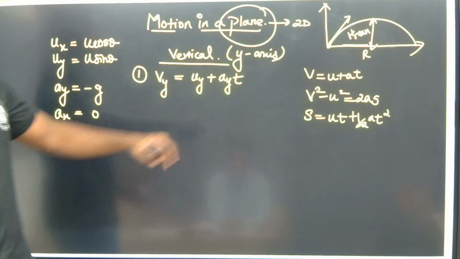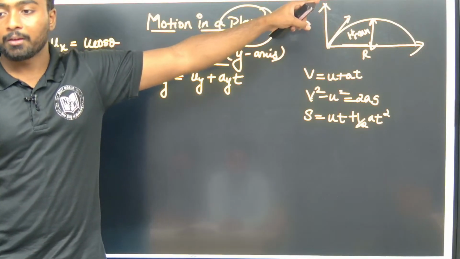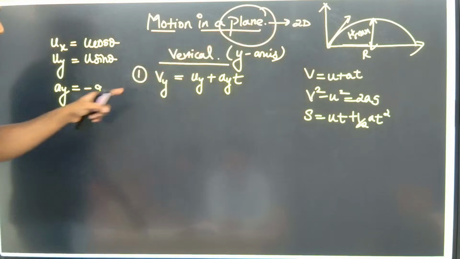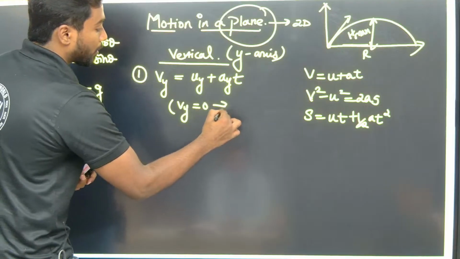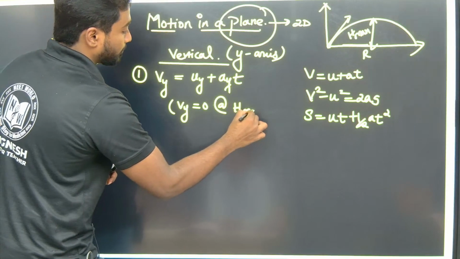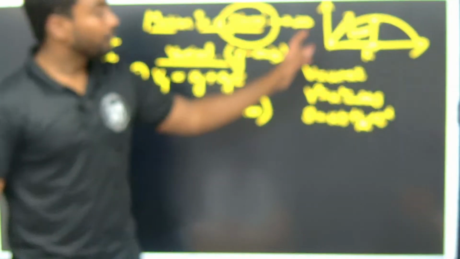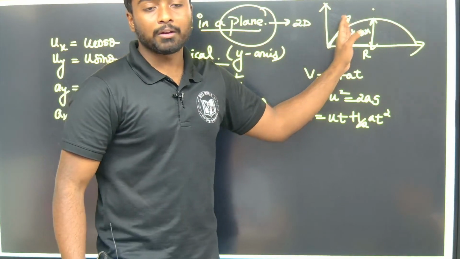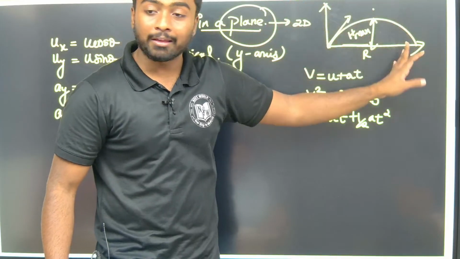Okay, now to reach the maximum height, what will happen to the velocity? It becomes 0. Yes, no, it becomes 0. Like Vy will be 0 at h max. What we can understand here is that when it's going to the top point, velocity goes on decreasing, and again from the top point to the bottom point it keeps on increasing.